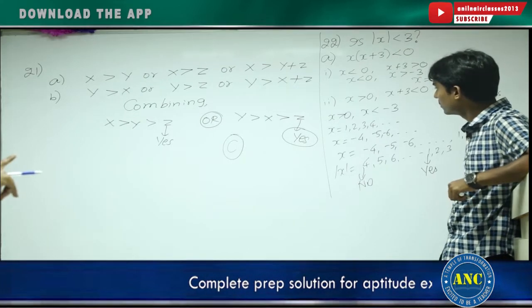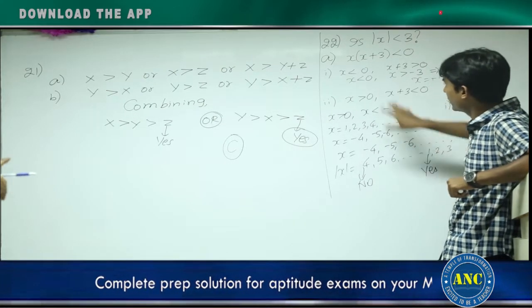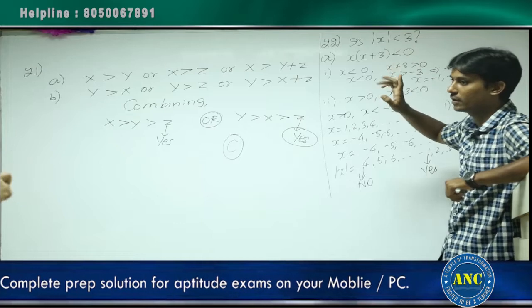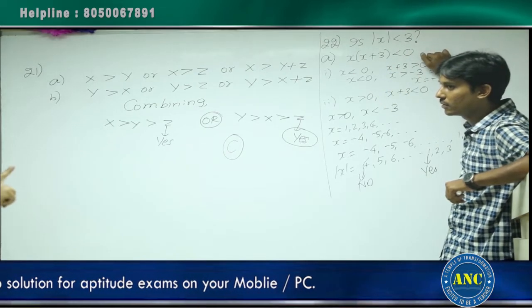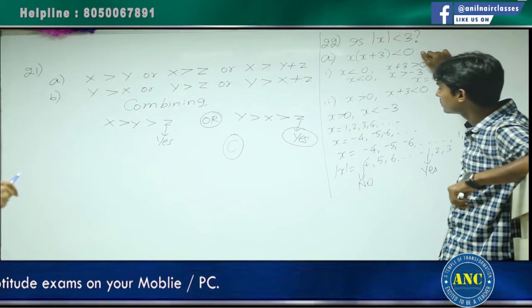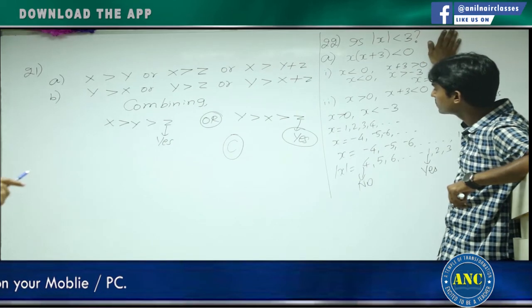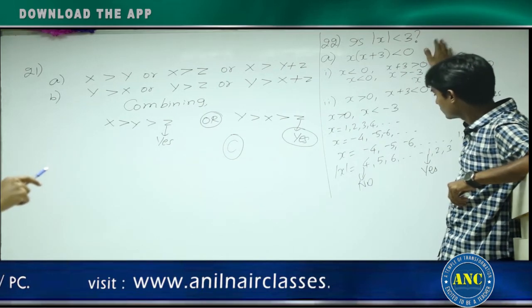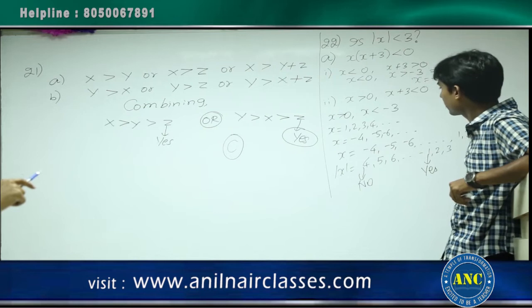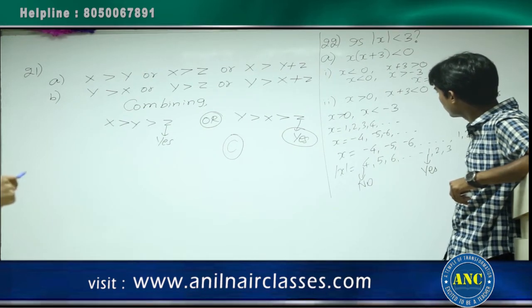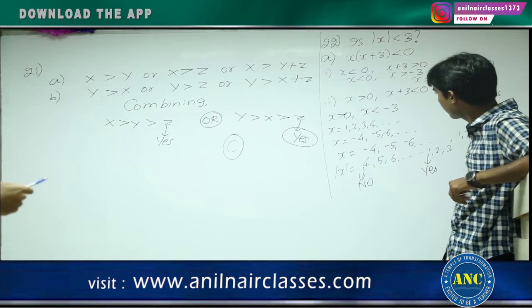So we are considering x into x plus 3. So x into x plus 3 should be less than 0. At a time, I can fill only one value in x. So that value must satisfy both the conditions of the second statement, that is x is greater than 0 and x is less than minus 3. So that is nothing but the intersection of x greater than 0 and x less than minus 3. So that intersection is empty, I am saying. There is no intersection of that.